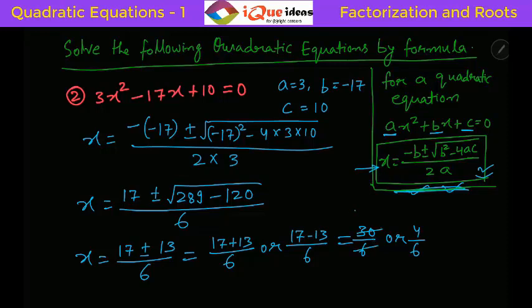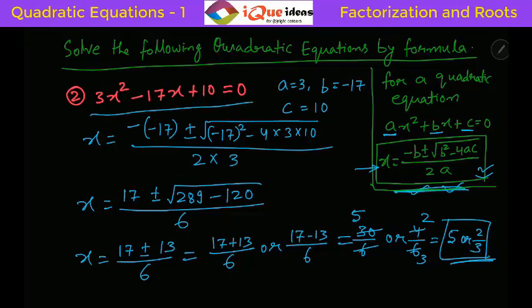Now 6 cancels 30 5 times. 2 cancels 4 2 times, and 6 3 times. So the answers are either 5 or 2 by 3. So the answer of the second question, the roots are 5 or 2 by 3. Again, the roots are rational. That means the factorization must have been possible, and the formula also should be possible. Here we have solved by using the formula. Let's take a couple of more examples. So now we'll take the examples in which factorization is not possible. Let's take a look at them.